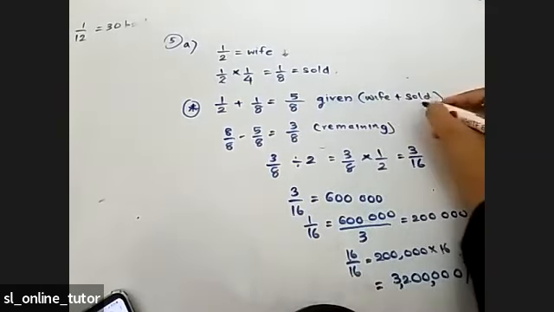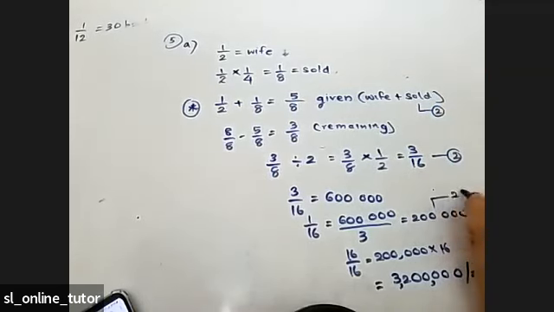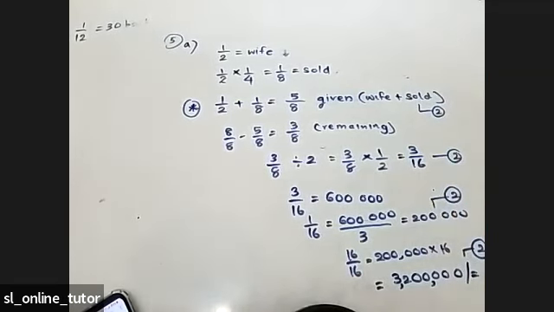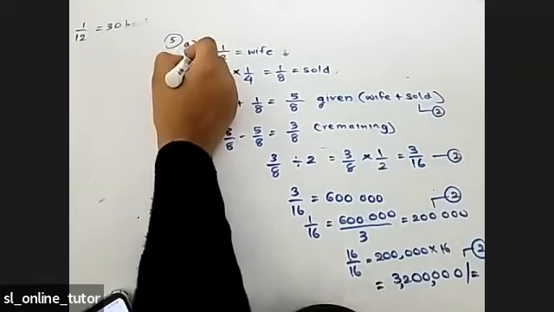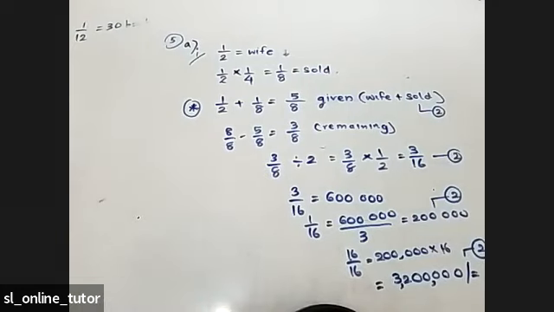So for getting this one, you are getting 2 marks. For finding this, you are getting 2 marks. For finding this, you are getting 2 marks. And for finding this, you are getting 2 marks. This is part A, Roman number 1.